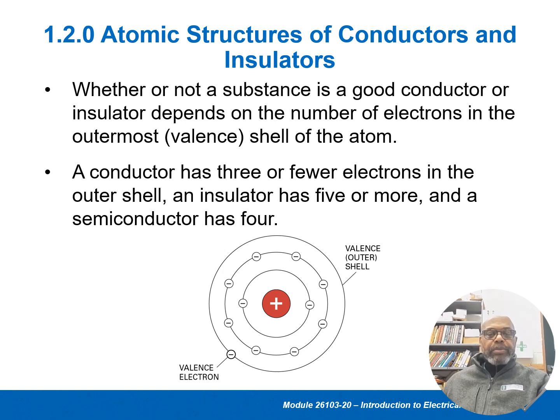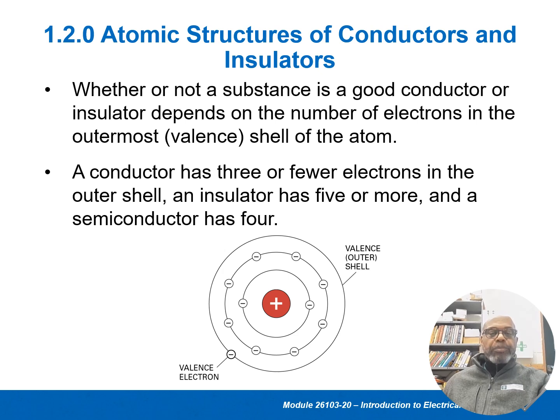Here's an atom structure, and you see that it has a lot of electrons. However, the outer valence shell only has one electron. So that would make this atom, whatever material it is, a very good conductor. Current can flow through it easily.